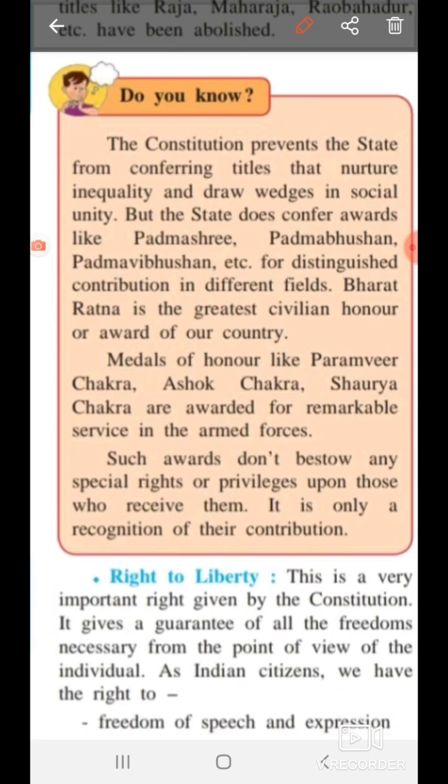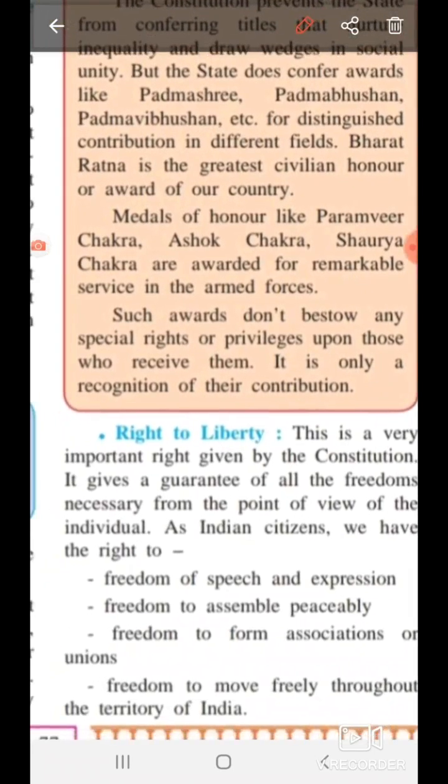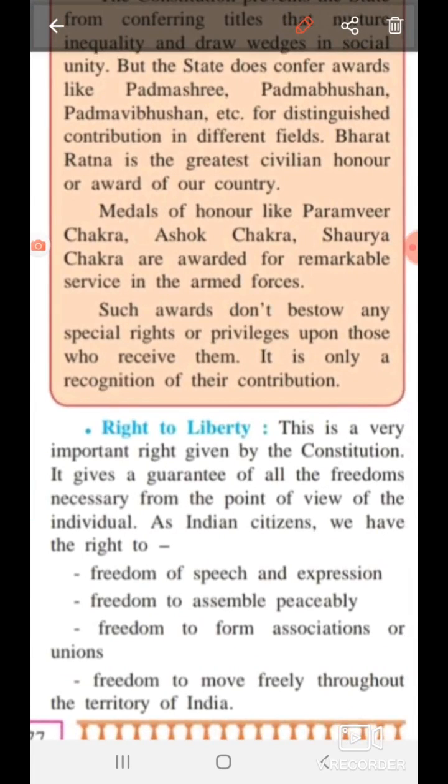But the state can confer awards like, as we already know, Padma Shri, Padma Bhushan, Padma Vibhushan, for valuable contribution in different fields. Bharat Ratna, as we know, is the greatest civilian honor of our country. Medals are also given to the armed forces, like Param Vir Chakra, Ashoka Chakra, Shaurya Chakra, to the people in the armed forces who have done valuable work. Such awards do not bestow any special rights, privileges or facilities on those who receive them. It is just a recognition for their valuable contribution to the country.